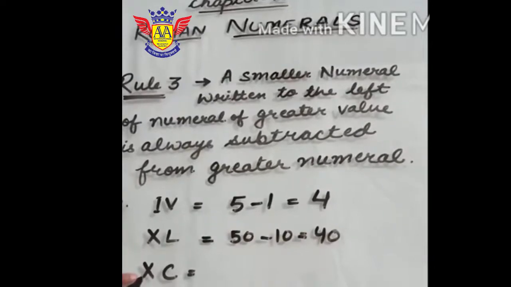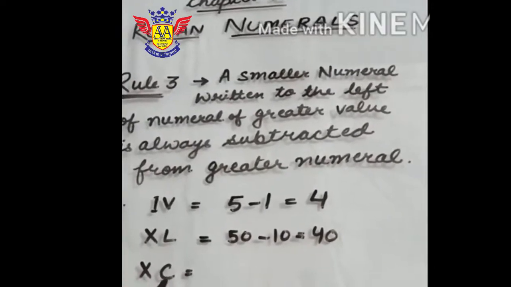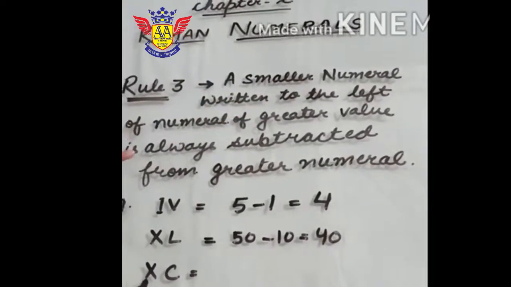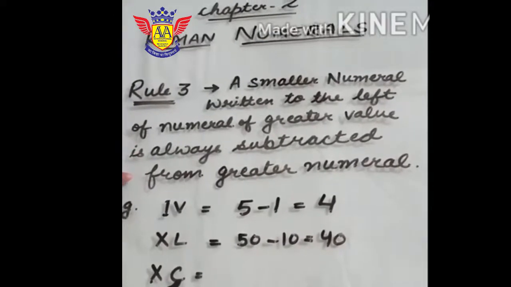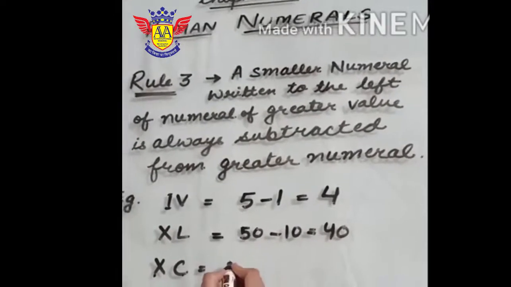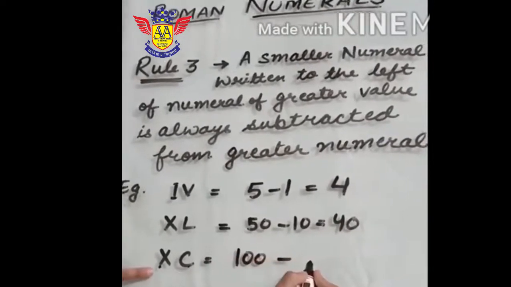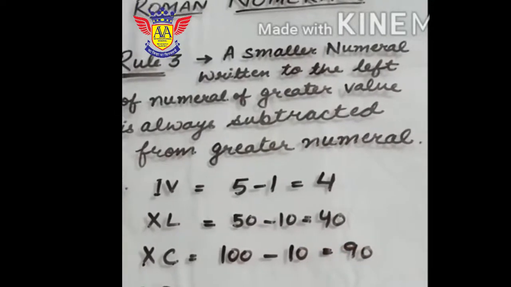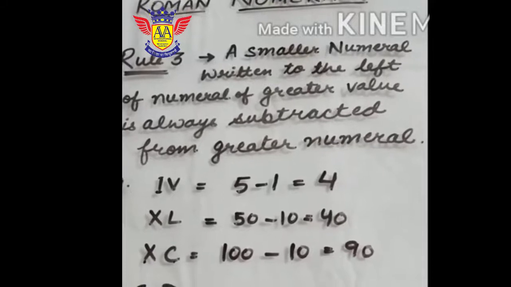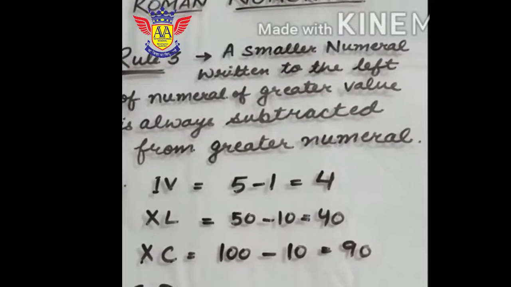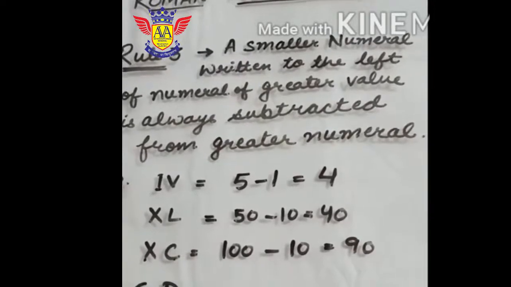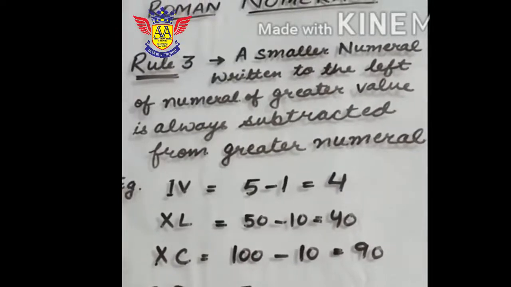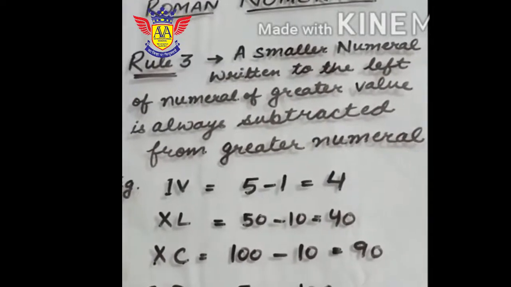Here X is 10 and C is 100, and the smaller numeral is written to the left of the greater, so this will be subtracted from the greater numeral. C stands for 100 minus X stands for 10, this will be 90. Similarly, we know that C stands for 100 and D stands for 500. C is a smaller numeral, D is a greater numeral, so this will be subtracted from 500: 500 minus 100 is 400.